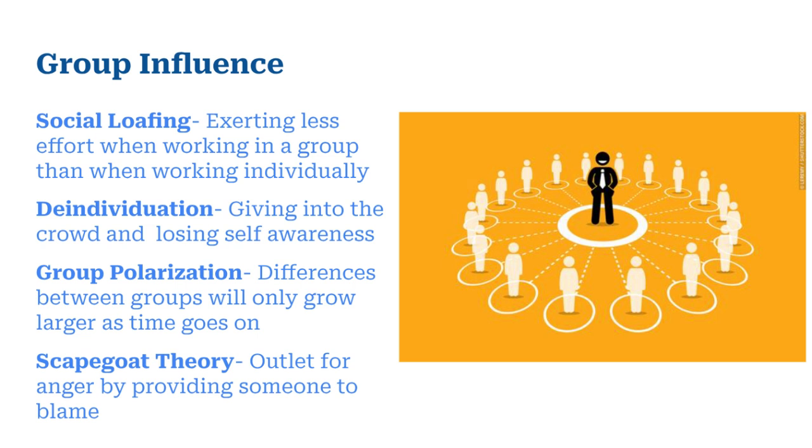Group polarization is that differences between groups will only grow larger as time goes on. A really great example is political parties and how they're very extreme. The scapegoat theory is an outlet for anger by providing someone to blame. This could be like when somebody blames racial or ethnic or religious groups for economic problems, even though they have nothing to do with it. They just need somebody to blame for the problems.